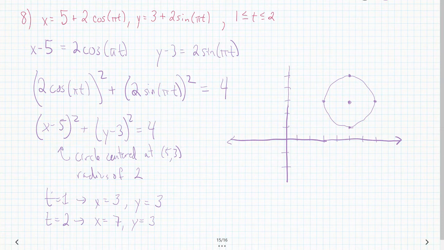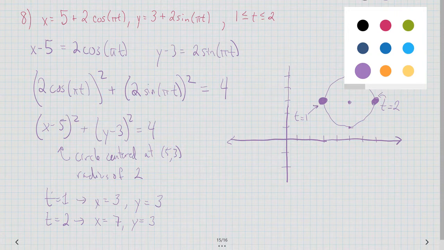And so here's what we know. When t equals 1, we get x equals 3, y equals 3. So that occurs at t equals 1. Our second spot occurs when t equals 2. That's 7, 3. So which direction are we going?